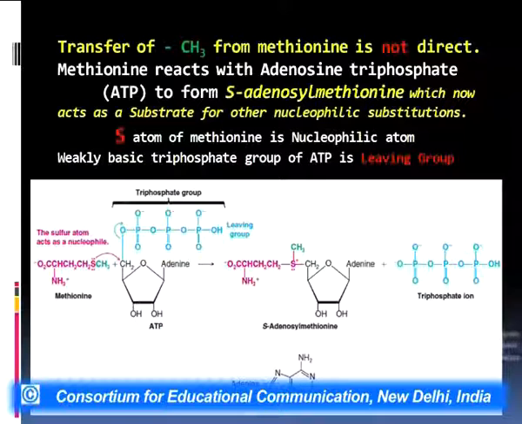Now this S-adenosyl methionine acts as a substrate in further biological synthesis or biosynthesis. So what we find here is that this is a simple nucleophilic substitution reaction in which methionine is acting as a nucleophile through the lone pair of electrons on sulfur, and the triphosphate group is acting as a leaving group. And what we get here is S-adenosyl methionine.